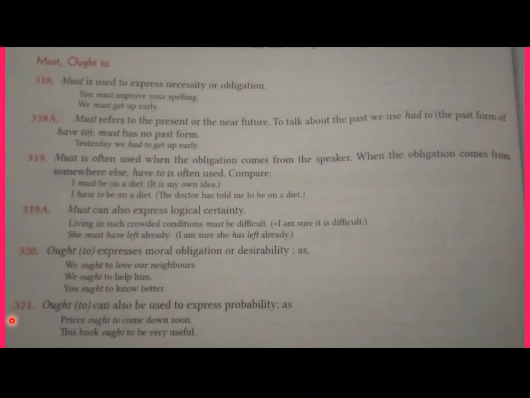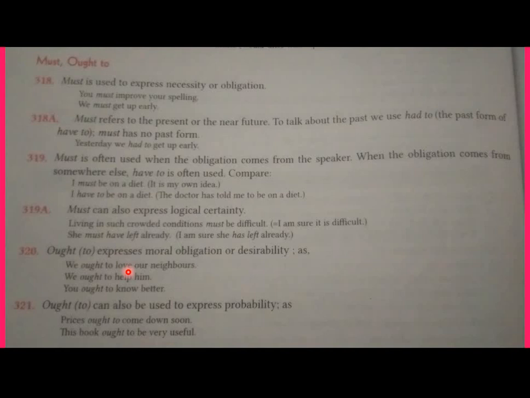So, must and ought to. Must is used to express necessity or obligation. You must improve your spellings. We must get up early. Must refers to the present or the near future. To talk about the past, we use had to, the past form of have to. Must has no past form. Yesterday we had to get up early.